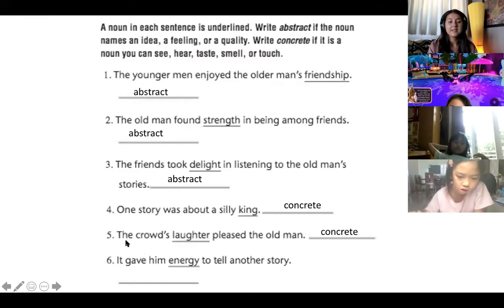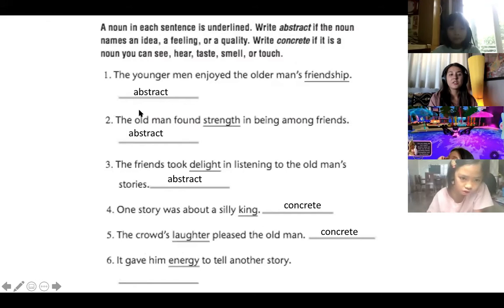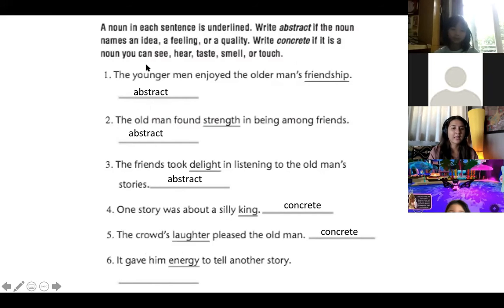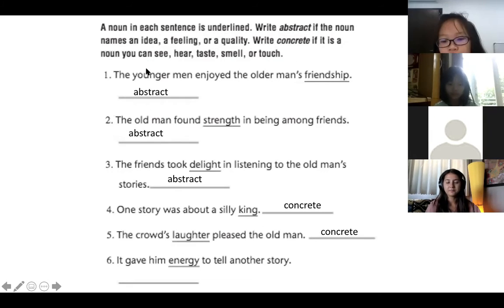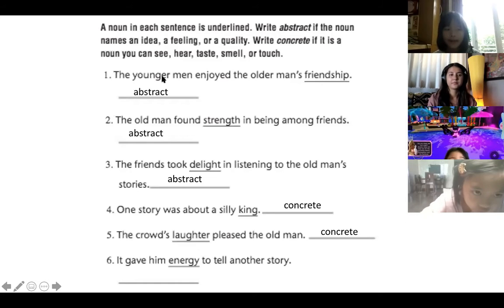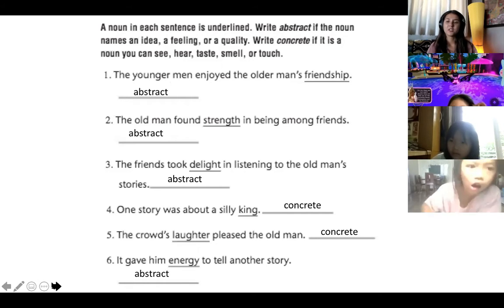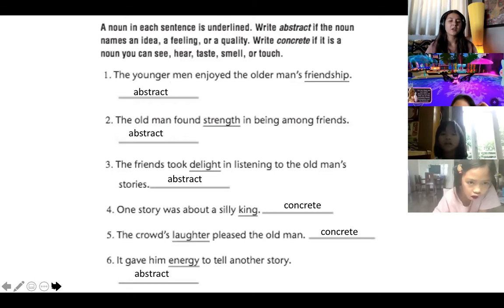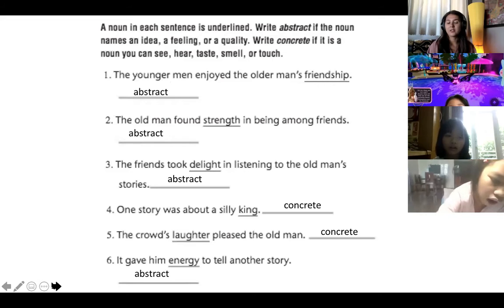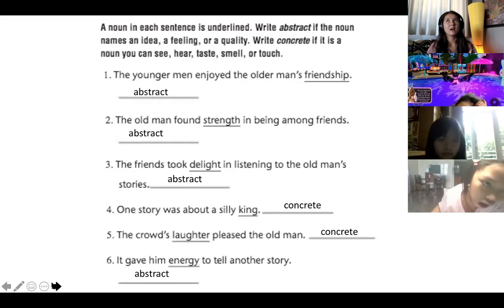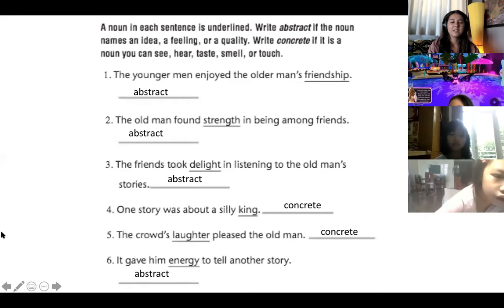Okay, number 6. It gave him energy to tell another story. What do we think about that one? Katie, what do you think? An abstract noun. Good girl. Energy is an abstract noun. So energy makes you feel inside your body that you are able to do things. You are able to go for a run. You're able to skip. You're able to play a game of football. But if you don't have energy, you don't have any. I kind of call it juice inside of you left to keep going. You're very tired and you need to rest.